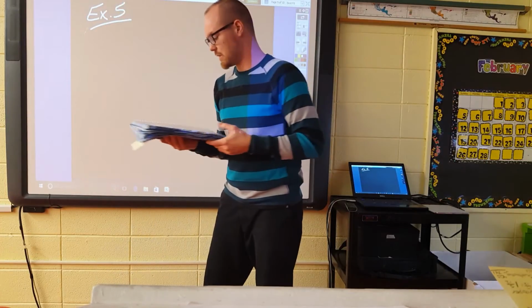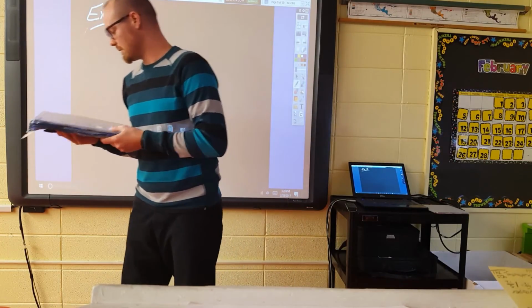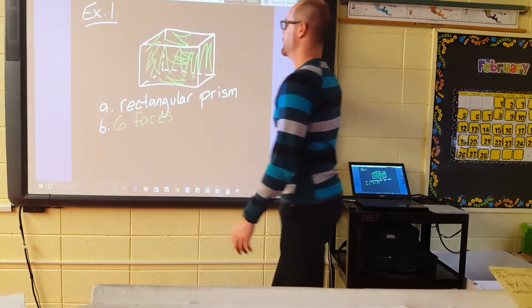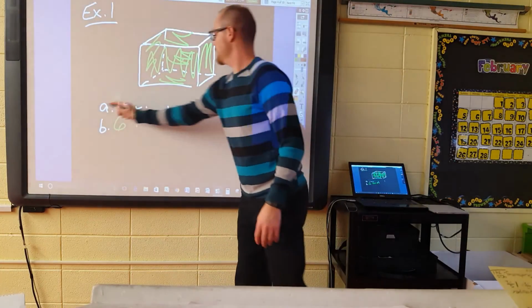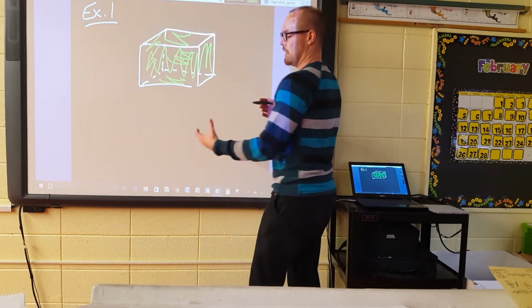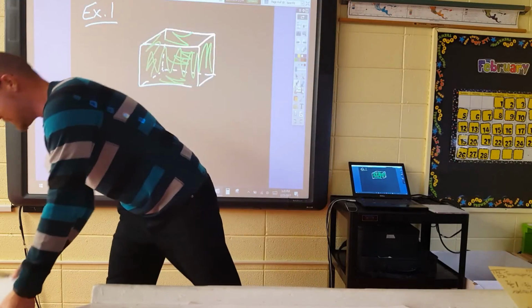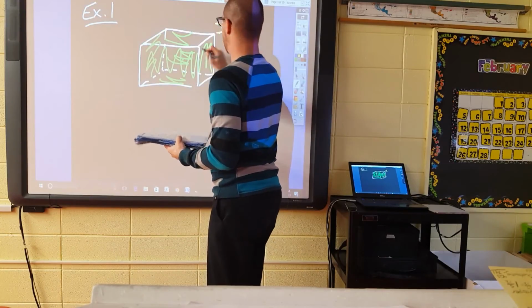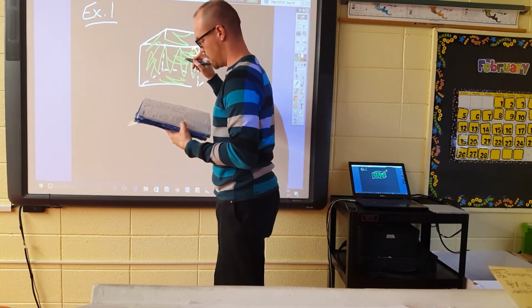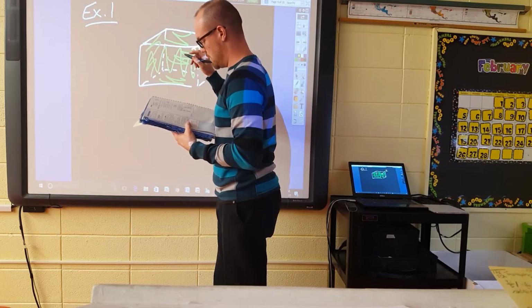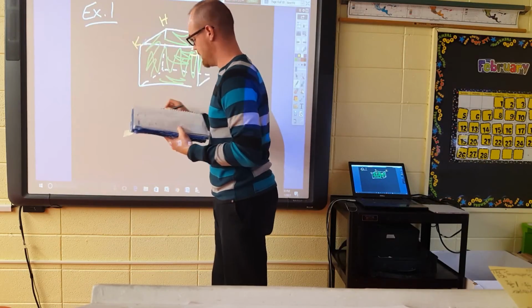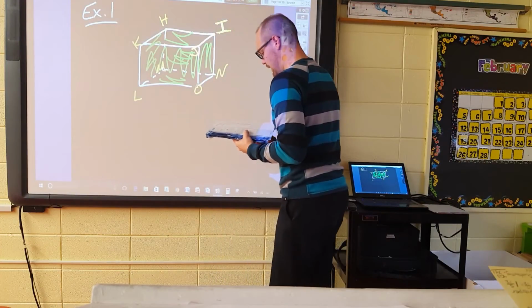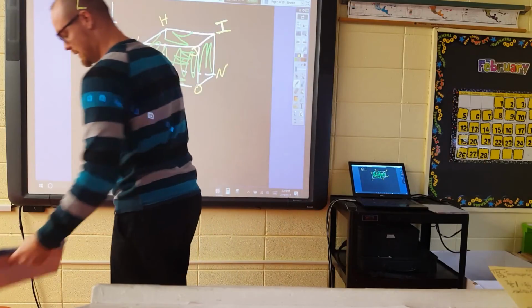Example 5, and I'm going to consult the rectangular prism. I'm actually just going to reuse this one. Okay, we can have our vertices labeled. And these vertices are labeled I, J, H, K, L, M, N, and O. And it says, name a pair of parallel line segments.